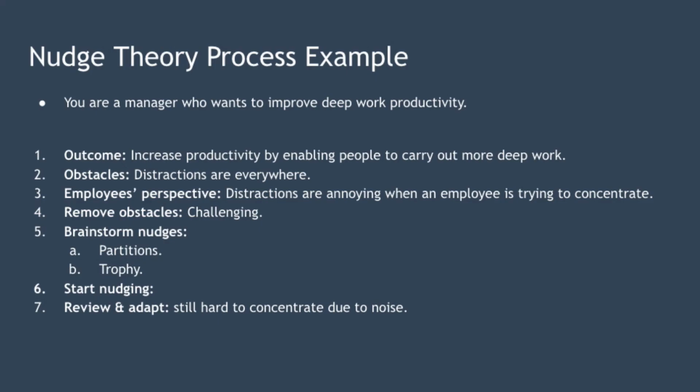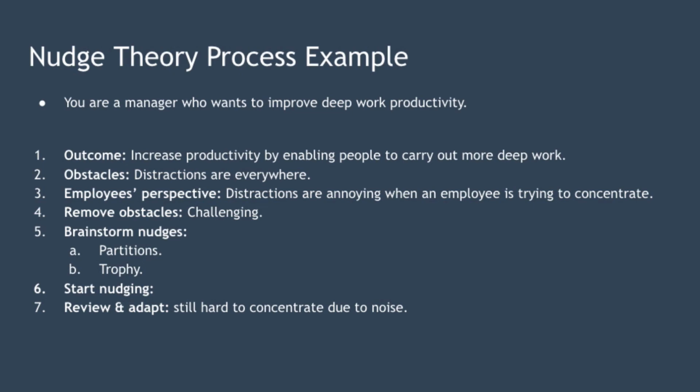So imagine you're a senior manager responsible for an office-based team of employees. You want to increase productivity, in particular by increasing the amount of deep, concentrated work that gets done. Let's take a look at what each step of the nudge theory process might look like for this example. So first, define your outcome. Well, the outcome is to increase productivity by enabling people to carry out more deep work.